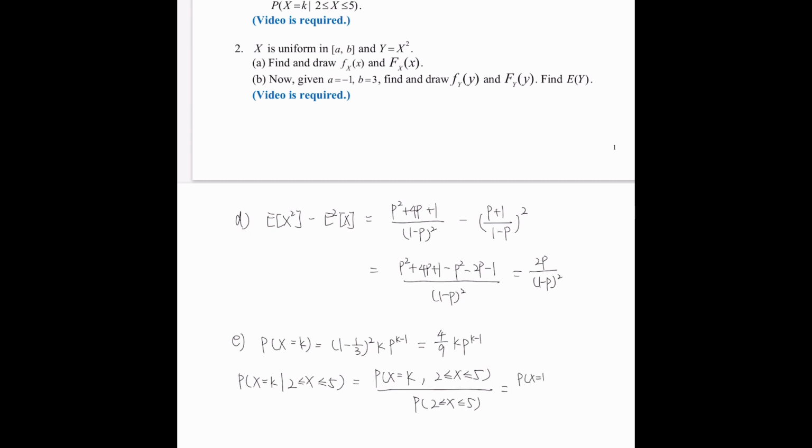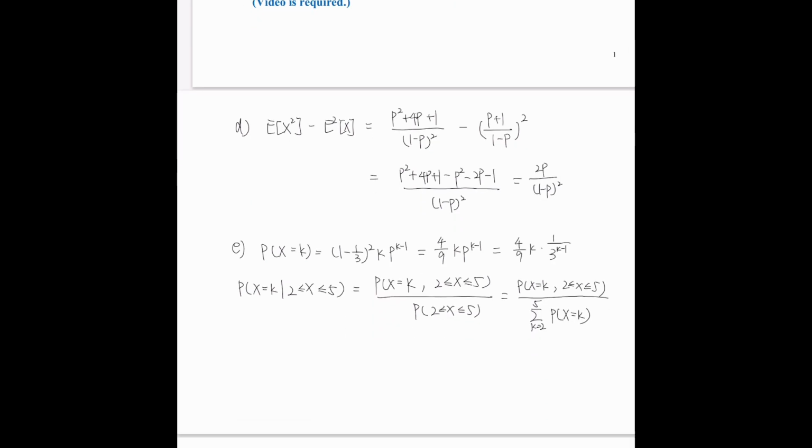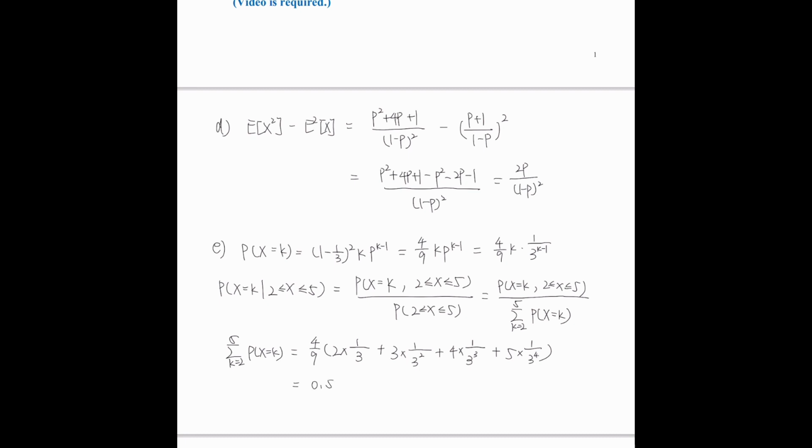This equals this over the sum from k equals 2 to 5 of the probability of X equals k. So the sum for k from 2 to 5 of the probability of X equals k is 4 over 9 times 2 times 1 over 3 plus 3 times 1 over 3 squared plus 4 times 1 over 3 cubed plus 5 times 1 over 3 to the fourth, which equals 0.538.